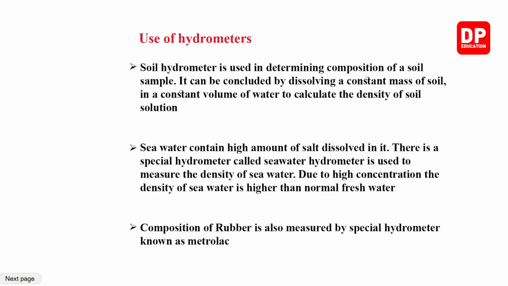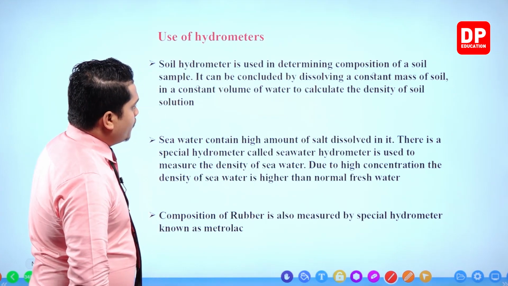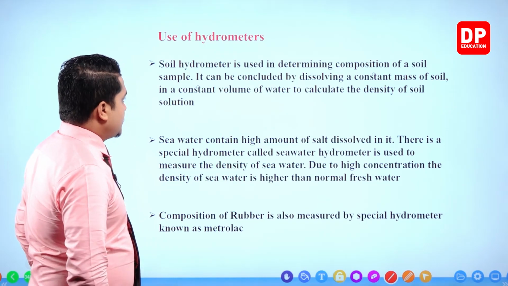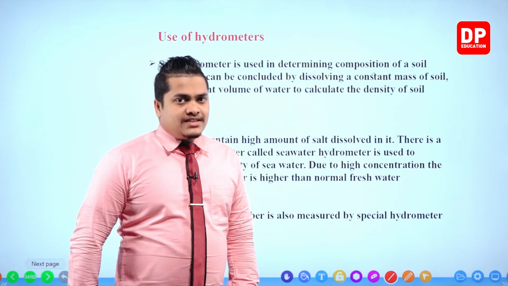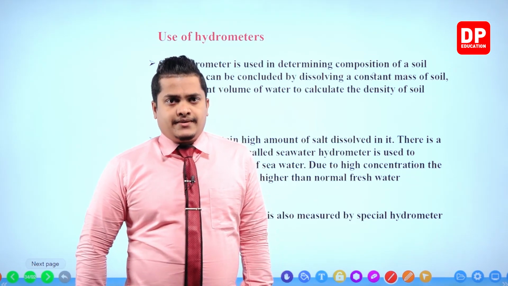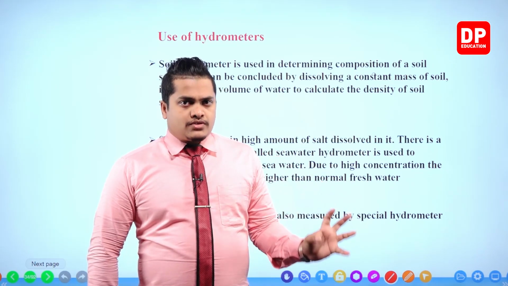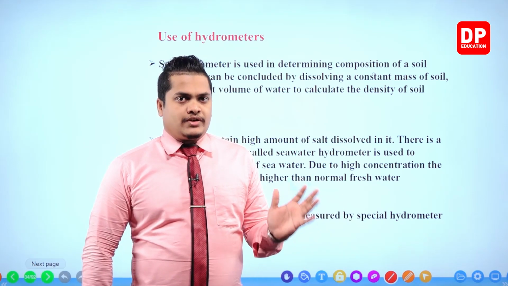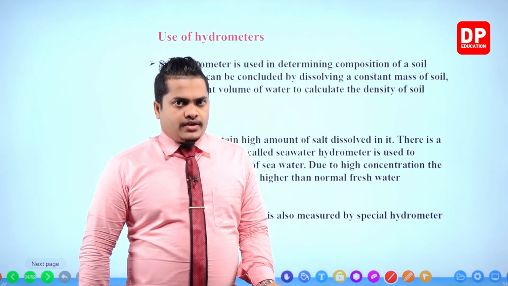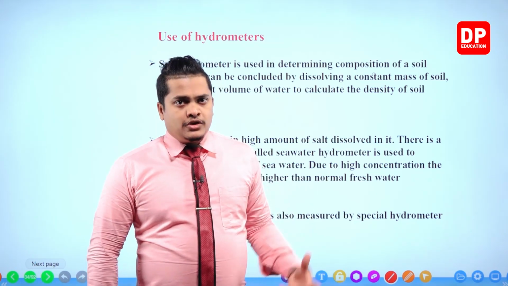Soil hydrometer is used in determining the composition of a soil sample. It can be concluded by dissolving a constant mass of soil in a constant volume of water to calculate the density of the soil solution. So to measure the density and the components dissolved within the soil, my dear children, we can use the density. To measure the density of a soil sample, we can dissolve soil in water, in a unique water sample. Then we can measure the density of that particular solution.